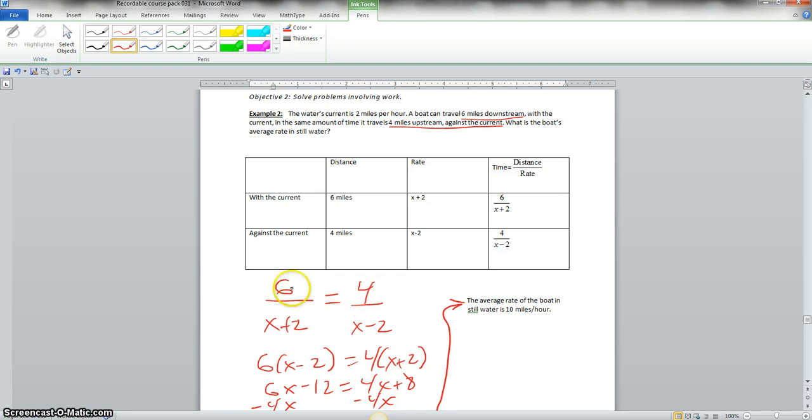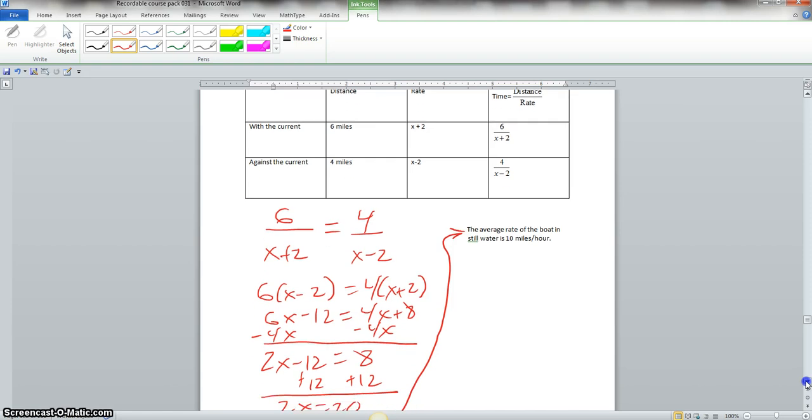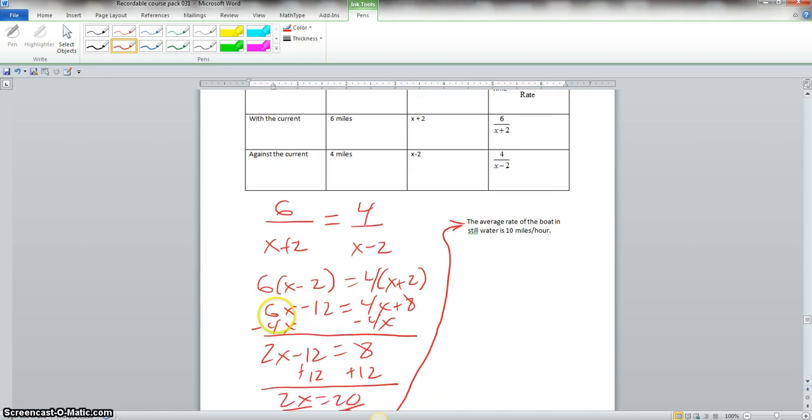We cross multiply: 6 times x minus 2 in parentheses, and 4 times x plus 2 in parentheses. 6 times x is 6x. 6 times a minus 2 is minus 12. 4 times x is 4x, and 4 times 2 is 8. Now we subtract 4x on both sides, and we have 6x minus 4x is 2x, bring down a minus 12.